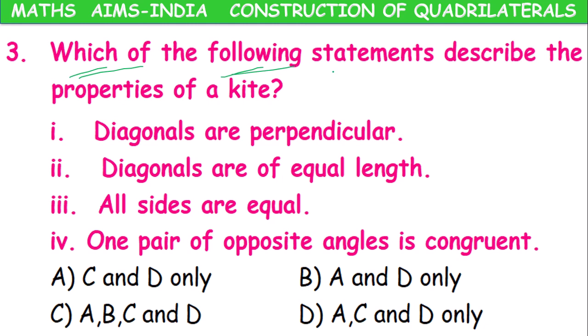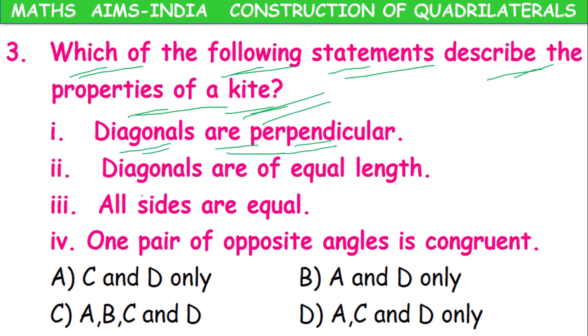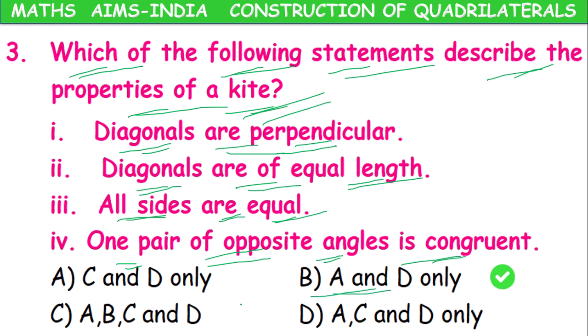Next, which of the following statements describe the properties of a kite? Diagonals are perpendicular. Diagonals are of equal length. All sides are equal. One pair of opposite angles is congruent. So which of the following is a property of a kite? And the correct answer is A and D, children.